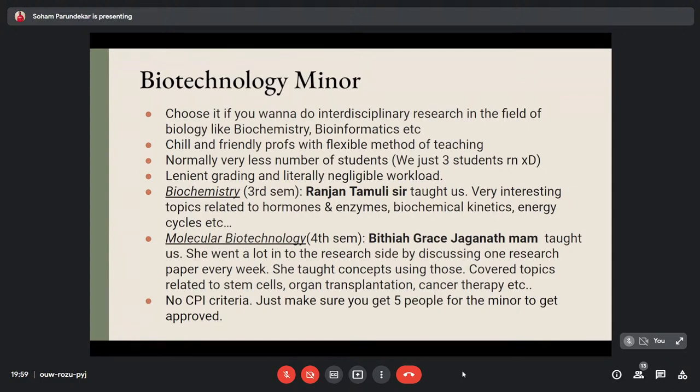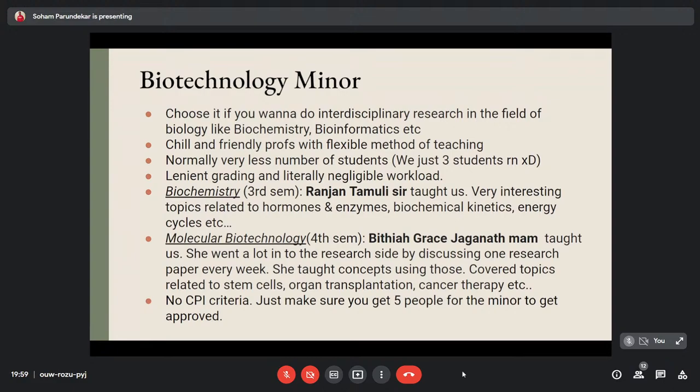This semester, she covered topics like stem cells, cancer therapy, organ transplantations, and a lot of other topics. Those were very interesting, as you could literally apply them somewhere, and you could do a lot of research in those topics. And about the CPI criteria, there is no CPI criteria as such.